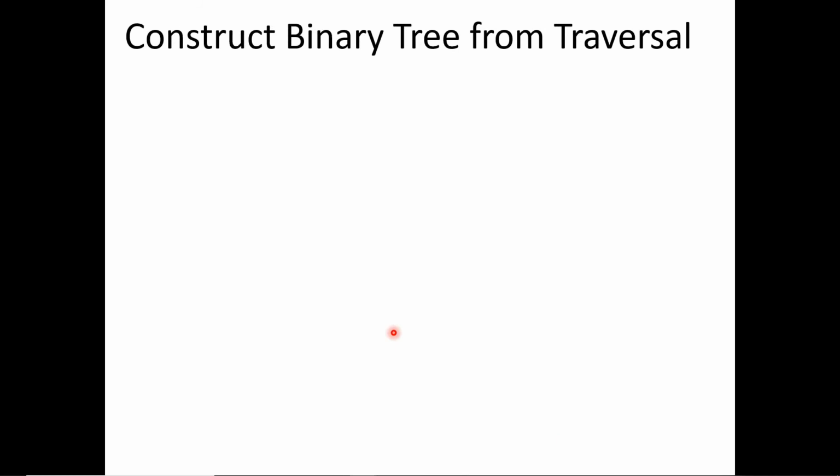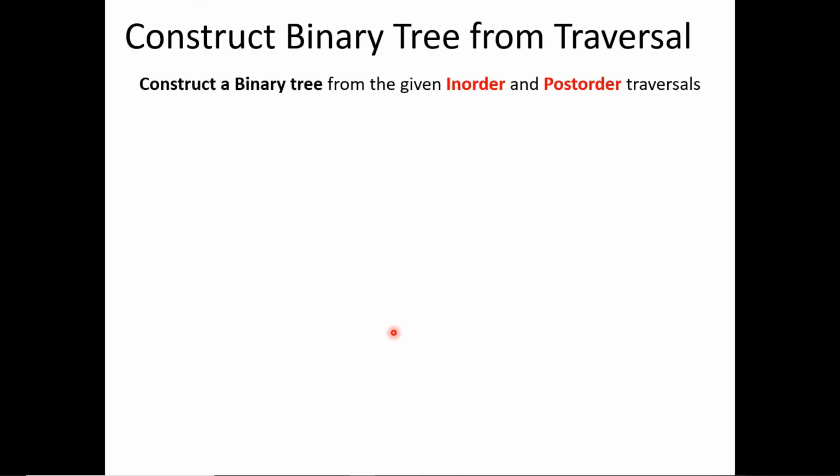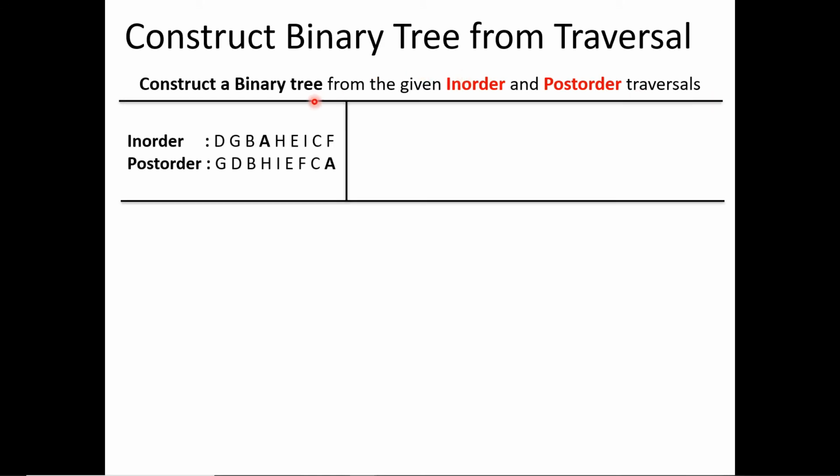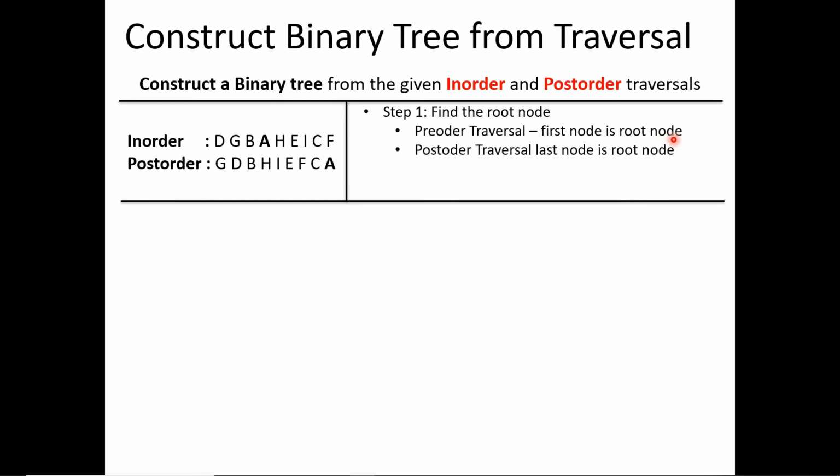Now construct binary tree from traversal. Construct a binary tree from the given in order and post order traversal. Here in order traversal and post order traversal are given. So step 1 is find the root node. Now in pre-order traversal first node is root node, and in post order traversal last node is root node. So in post order traversal this is the node which is in last position, so it becomes root.